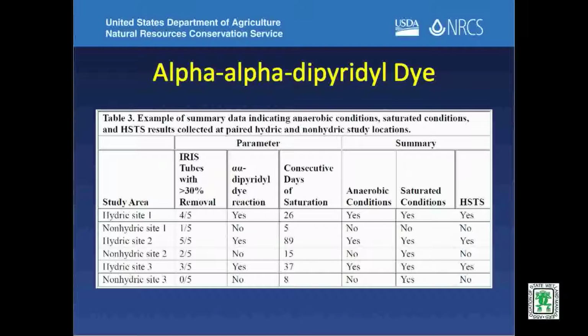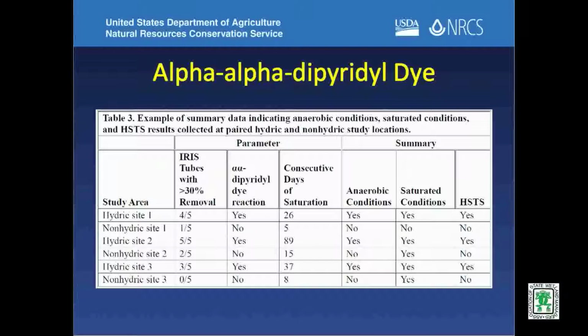The second row is a non-hydric site. In that case, 1 out of 5 iris tubes met the 30% removal. It didn't have a positive reaction to alpha-alpha. It only had 5 consecutive days of saturation, so it did not meet the anaerobic conditions part of the technical standard, nor did it meet the saturated conditions part of the technical standard, so it didn't meet the technical standard.